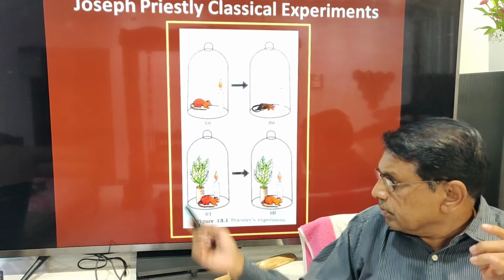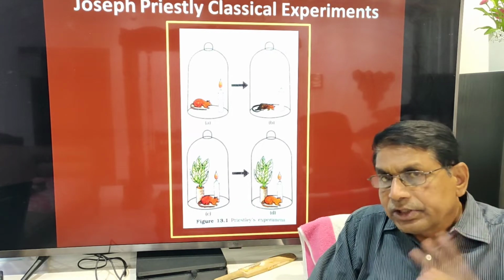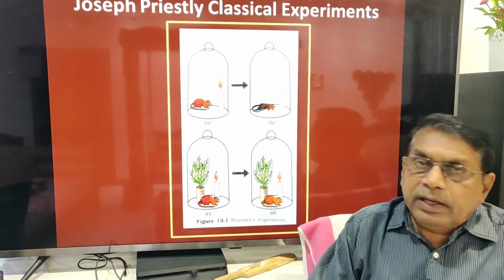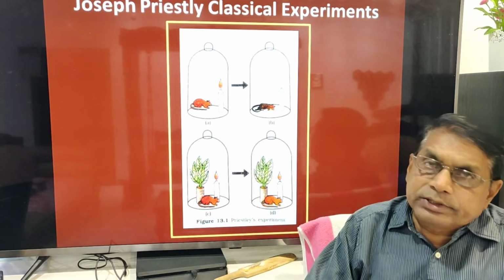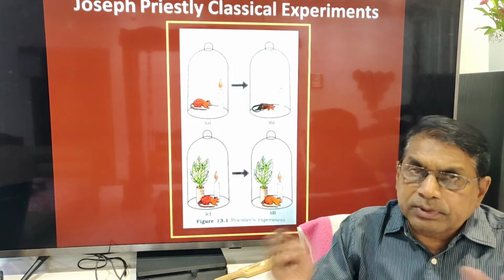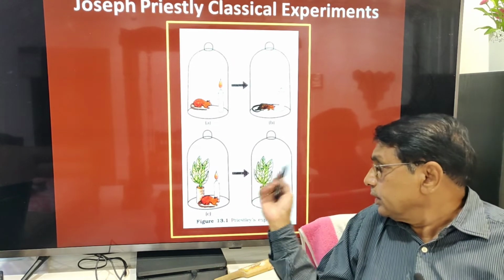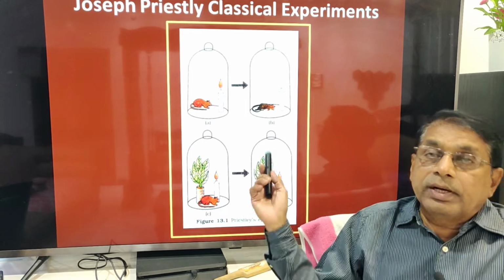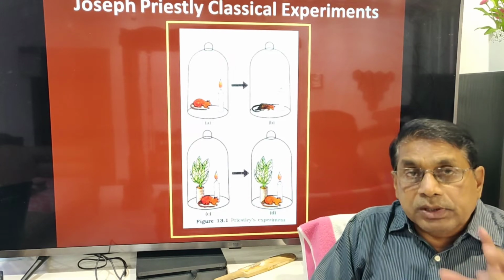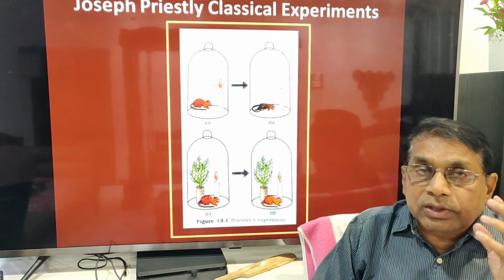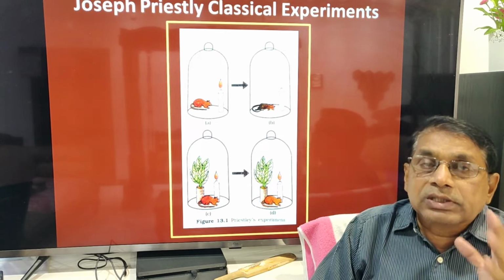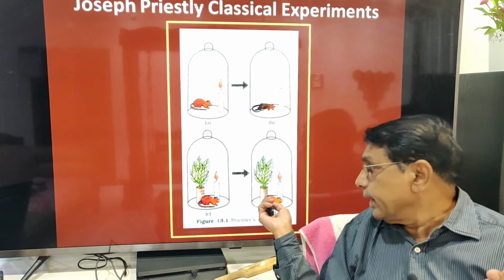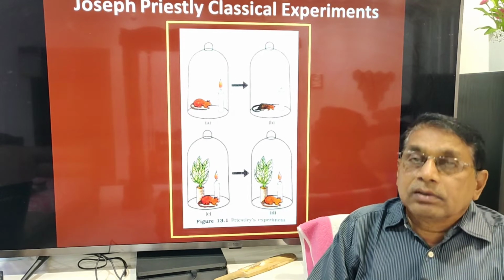In another experiment, interestingly, he put a candle, a rat, and a plant, and kept the entire experiment in light. Then, interestingly, the light continued, the rats survived. So that means these plants have released a certain substance that is essential for the respiration of the rat and also for lighting purpose.